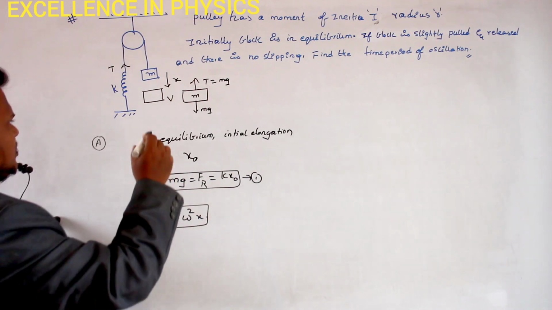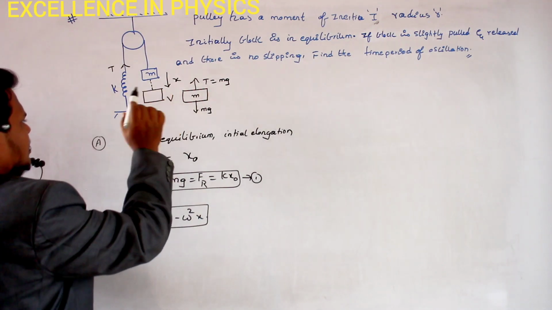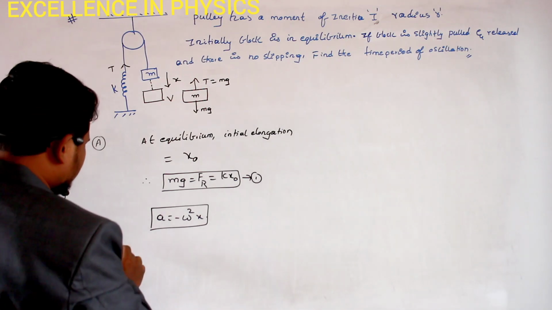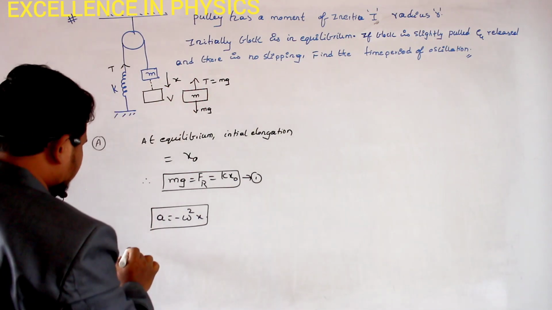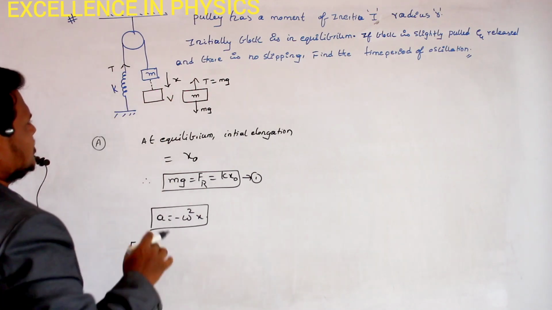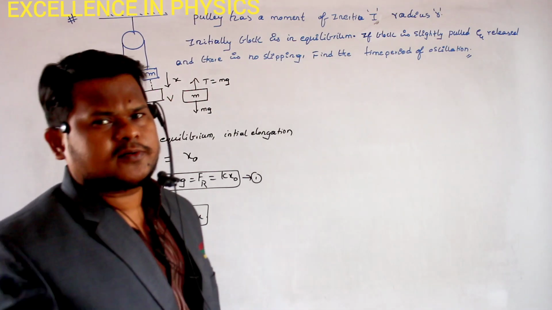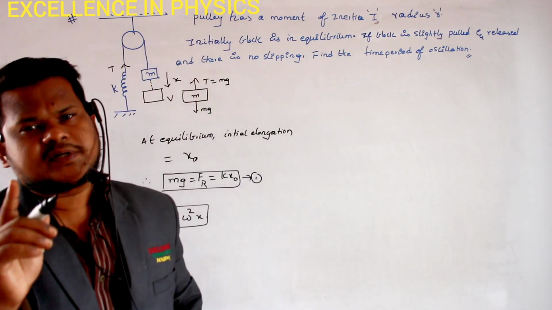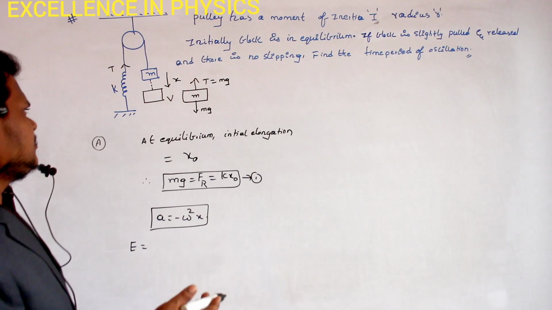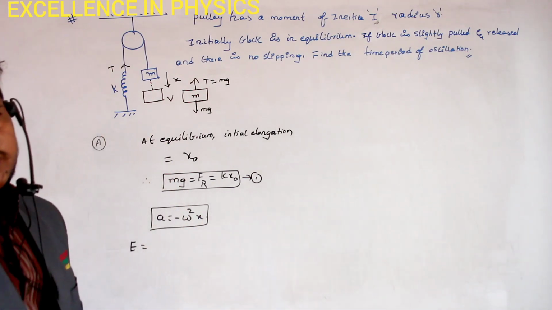So it has come down by a small distance of x, and let its velocity be v. Clear? Therefore, how can I write the total energy at this position? And the potential energy of this mass also we have to consider, no? And potential energy always depends on a reference. Already we have studied this. So without defining a reference, you can never define potential energy.